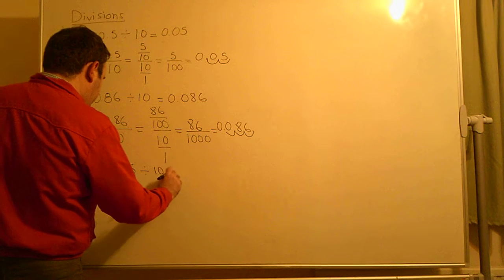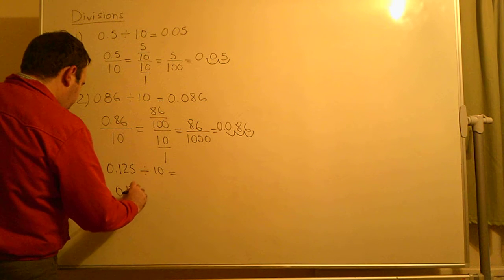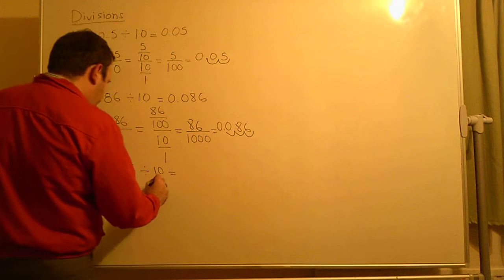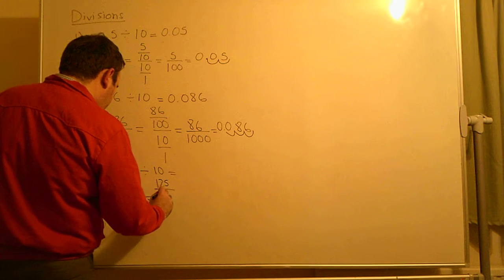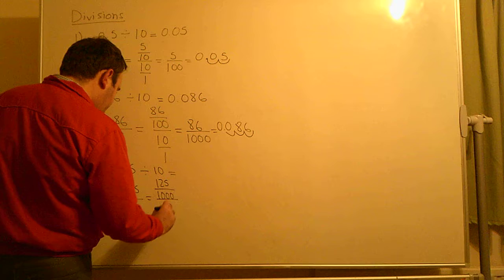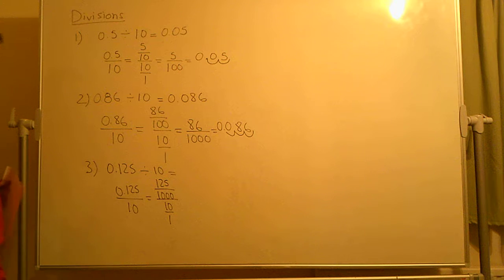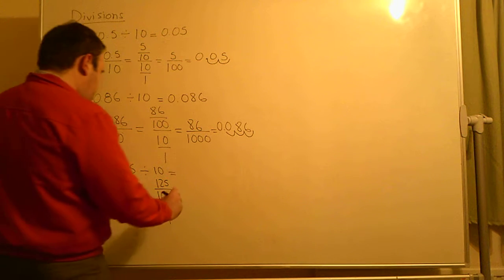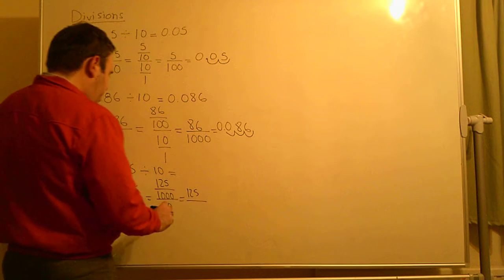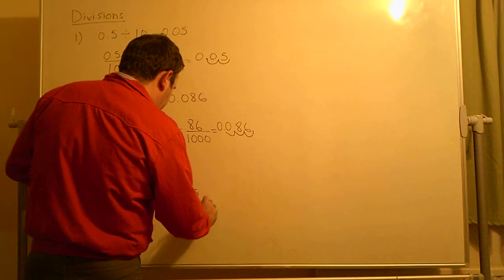divided by 10. So again, we write down 0.125 divided by 10. And then we will have 125 divided by 1000 divided by 10. But this 10, which is an integer, is divided by 1. So 125 times 1 is 125 divided by 1000 times 10, which would be 10,000.